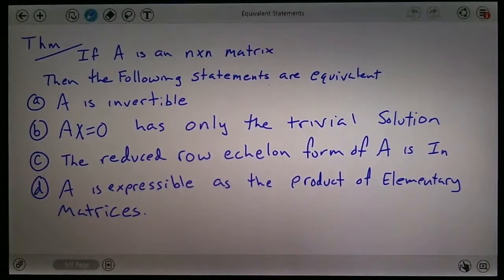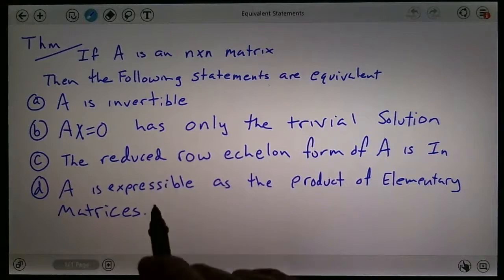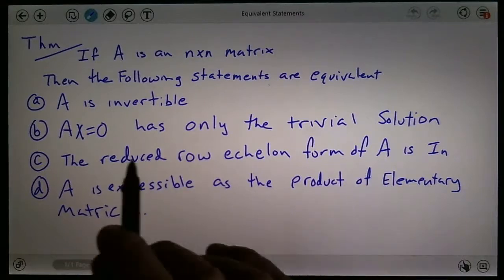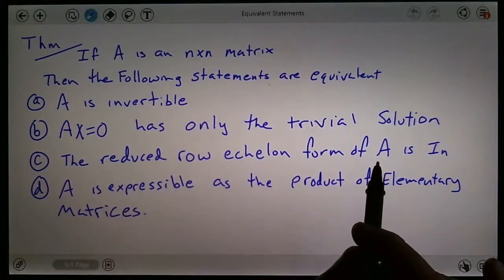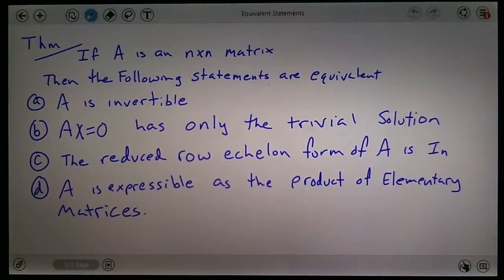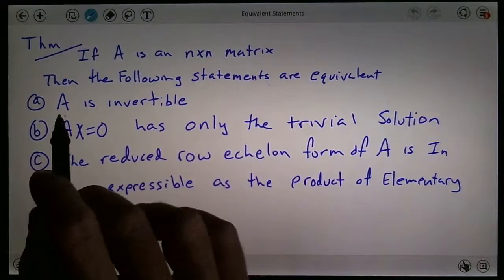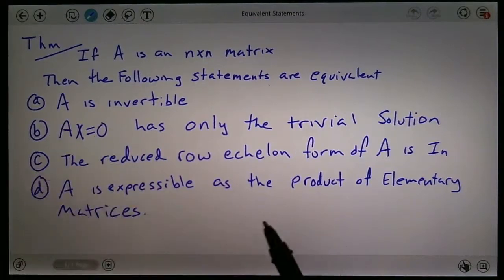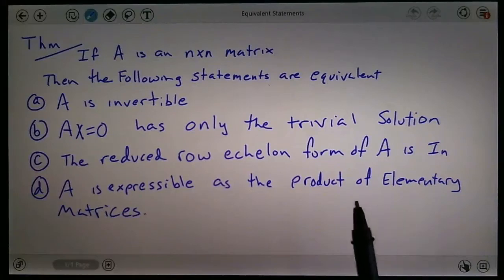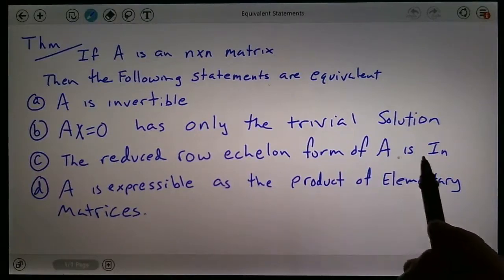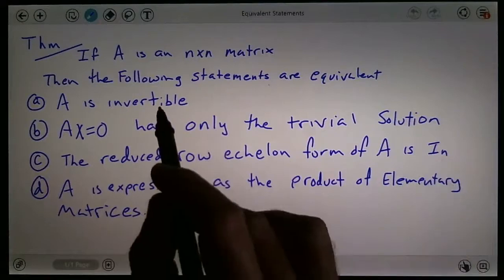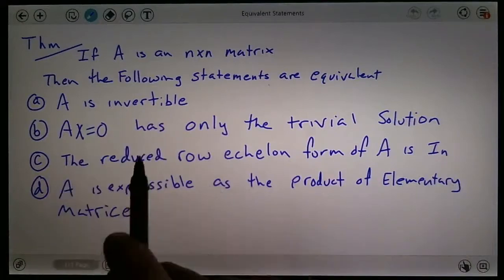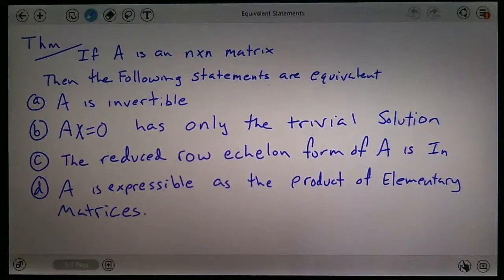Okay. If you know any one of these statements is true about A, then you know all the others are true as well. One of the things we're going to be doing is just saying, how can you tell when A is invertible? Or if you know A is invertible, what can you do? What does that help you do? So if you could show the reduced echelon form is I_n, then you know A is invertible. You never found the inverse, but you know at least that it's an invertible matrix.